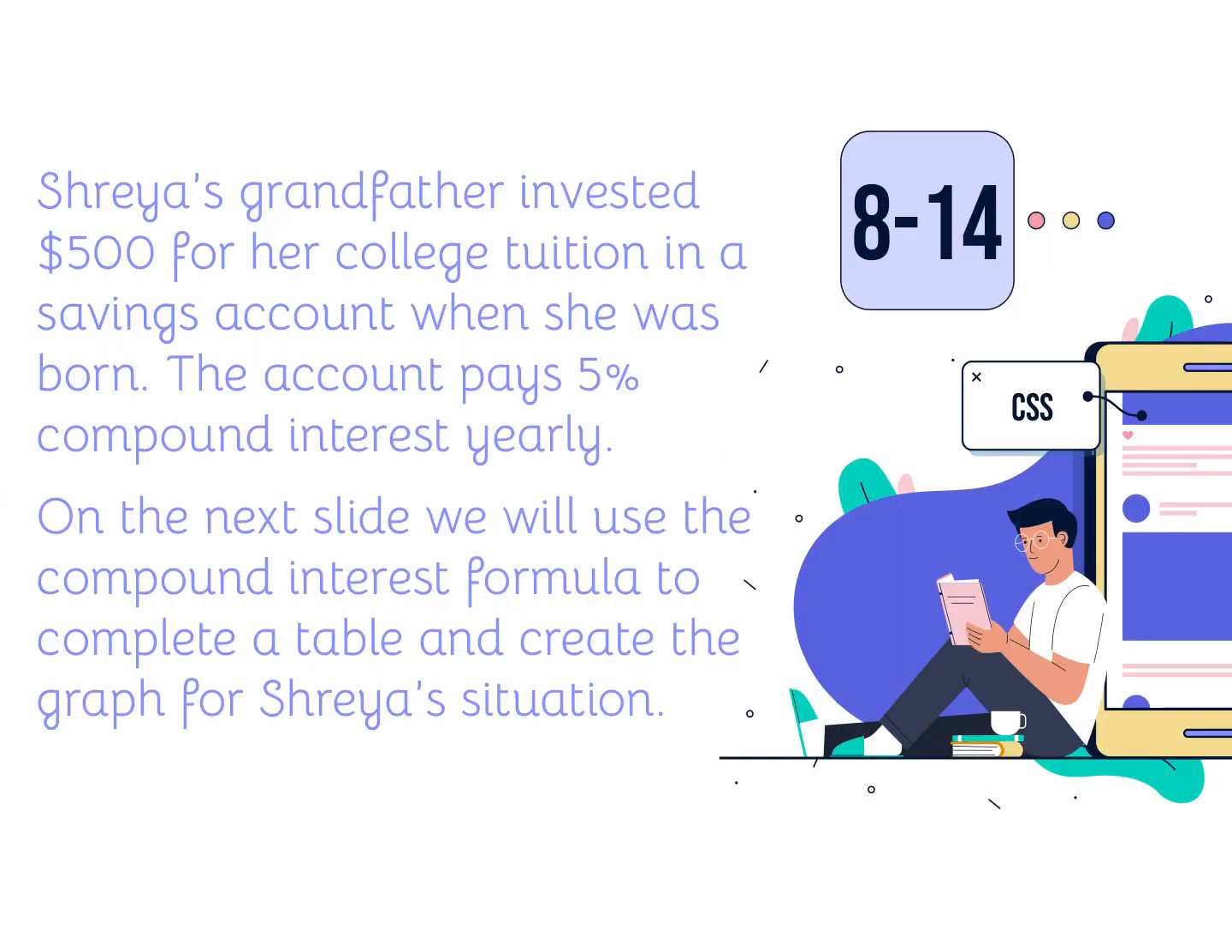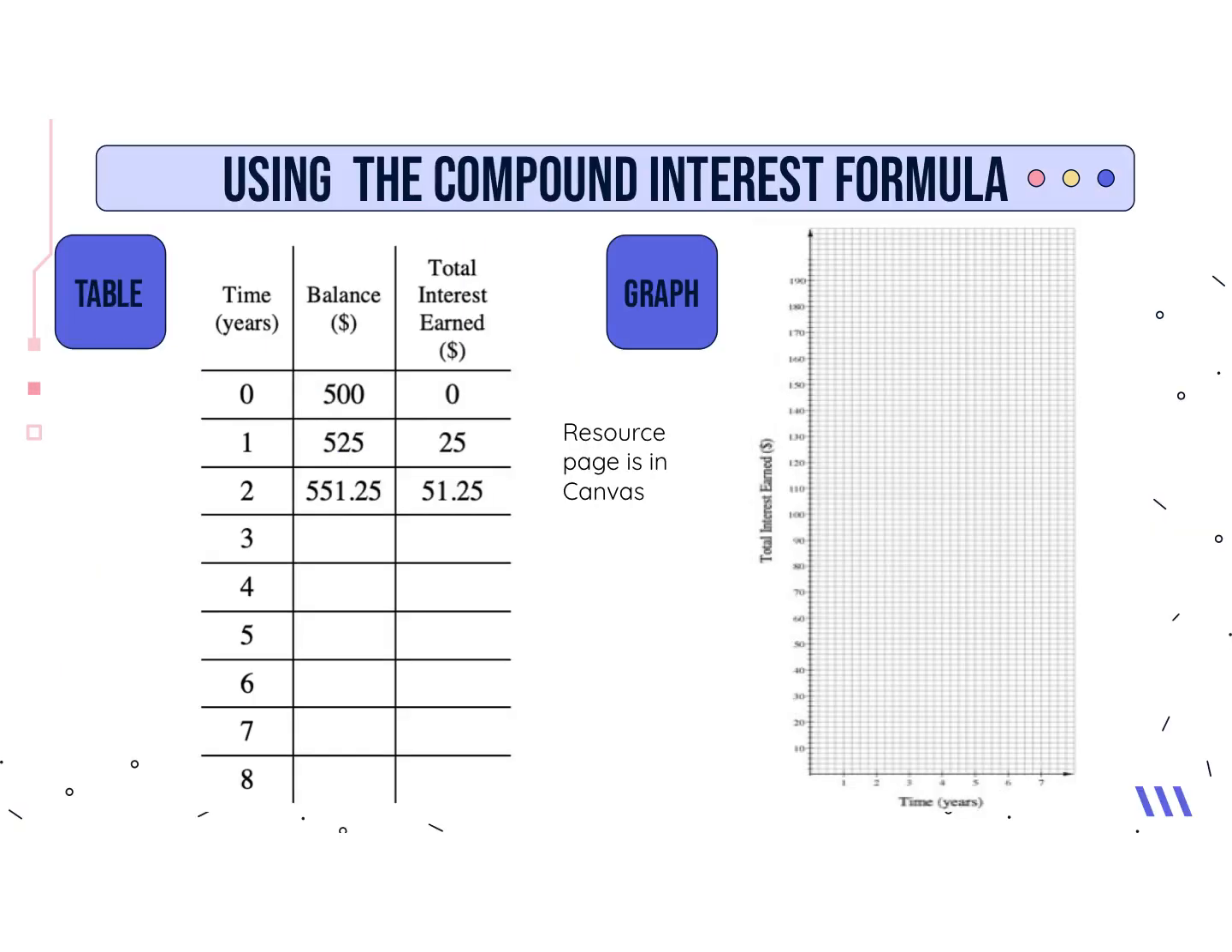All right, let's take a look at our first problem. Shreya's grandfather invested $500 for her college tuition in a savings account when she was born. The account is going to pay 5% compound interest yearly. So on the next slide, we're going to see what that actually means. So here we go. You can see from this slide, this is the amount of money that Shreya's grandfather invested, $500.